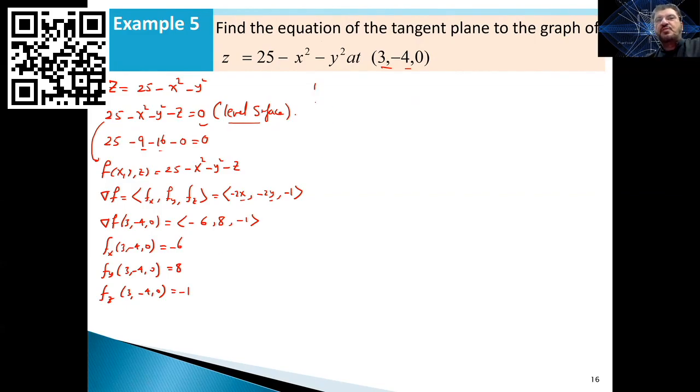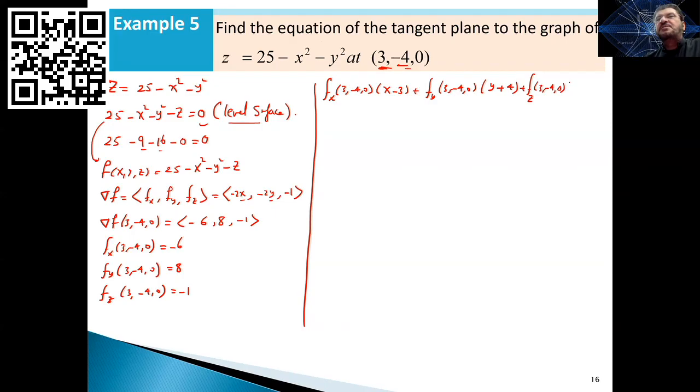Now we can find the equation. What's the equation of the plane? Remember, it's fx at 3, -4, 0 multiplied by x minus x naught, which is the 3, plus fy of 3, -4, and 0 times y minus this, so it's going to be y plus 4, plus fz of 3, -4, and 0 times z minus z naught, which is 0. All of that is equal to 0.